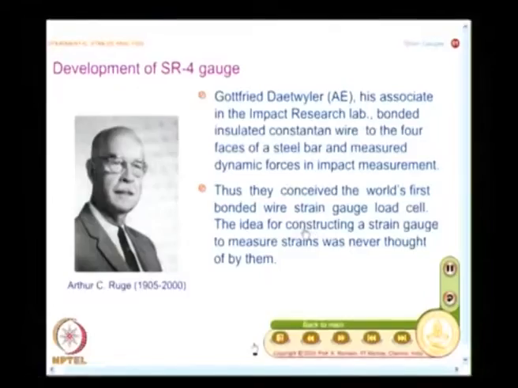Now, strain gauge technology is so well developed that I can measure 0.5 microstrain. But if you look at the development, they were not really focusing on measuring strain. They actually conceived the world's first bonded wire strain gauge load cell. Though they used this phenomenon of bonding a wire and measuring the strain, it was actually for a load cell.